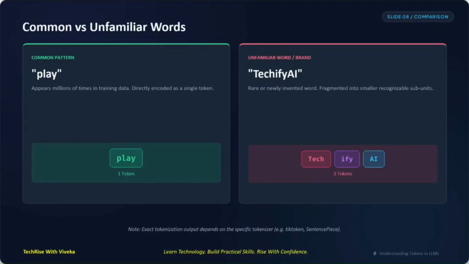Maybe that exact word doesn't exist as one of the tokens in the tokenizer's vocabulary. Does that mean the model can't process it? No. The tokenizer can potentially break it down into smaller pieces that it already knows. The exact split will depend on the tokenizer, but this is the important idea. Unfamiliar words can be represented as smaller usable pieces.